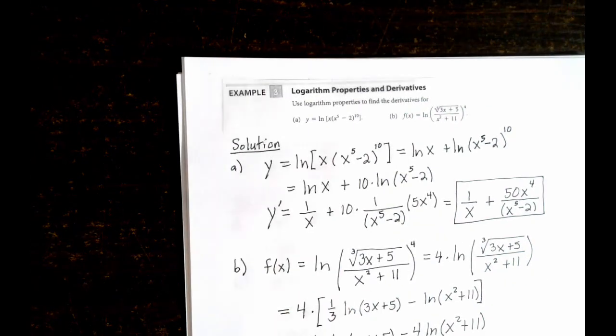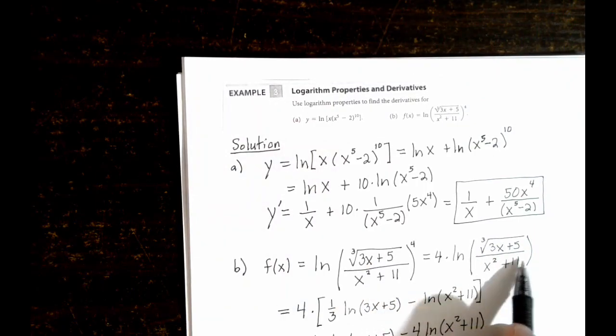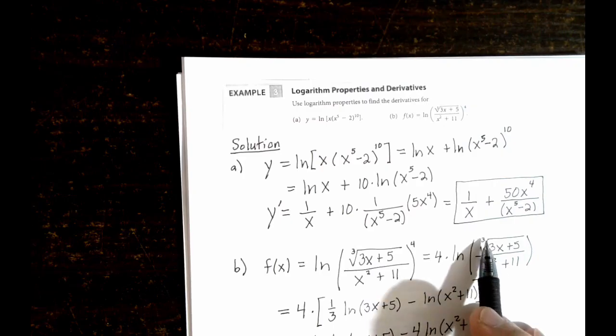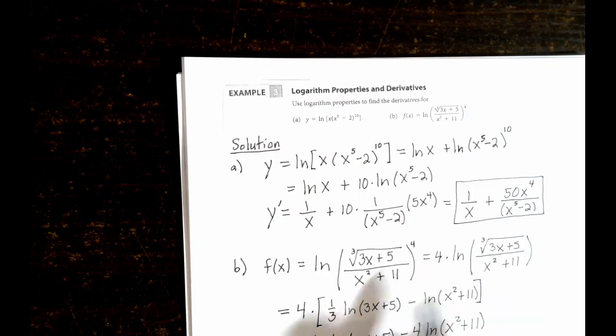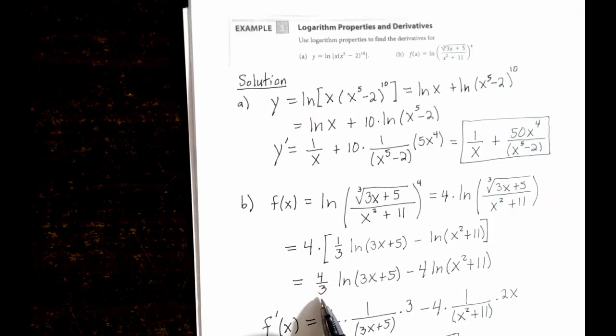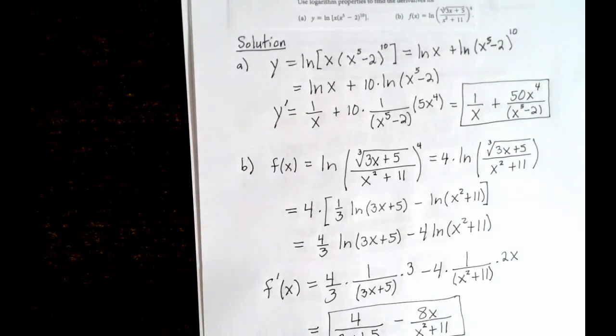This one, the 4 comes out front. And now the division here becomes subtraction. And the cube root is the 1/3 power, so it can come out front. And the denominator you can't do anything with. Now if you multiply the 4 times each one of these, this is what you get. So now when you go to take the derivative, you leave the constant out front. You take 1 over it times its derivative, minus 4 times 1 over it times its derivative. And when you clean it up, it looks like that.